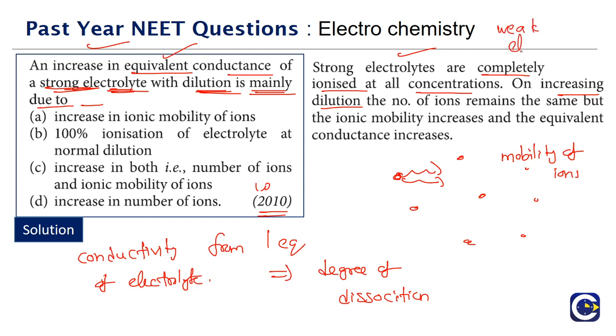See, for a weak electrolyte, what happens? If you increase dilution, more and more of the electrolyte will be dissociated. So there the aspect will be about the degree of dissociation. But here in case of a strong electrolyte, the degree of dissociation will not come. Almost at any concentration, all the electrolyte particles will be dissociated. But here, on dilution, the separation between these ions will be increasing. So the effect of one ion on the other will not be there. So that is going to increase the mobility of the ions.